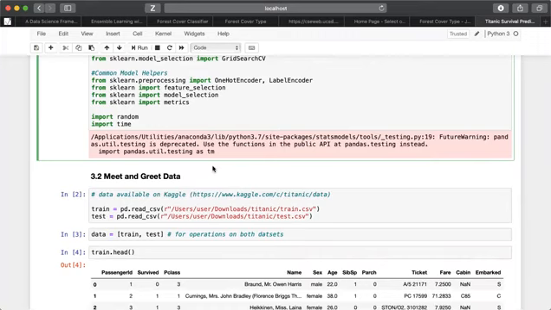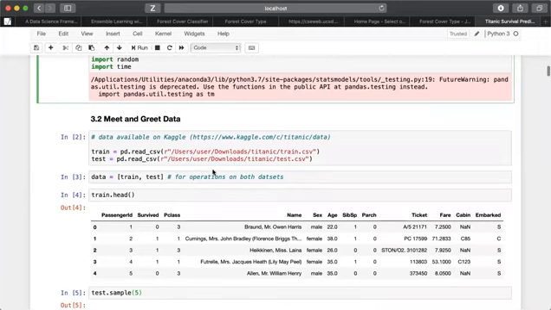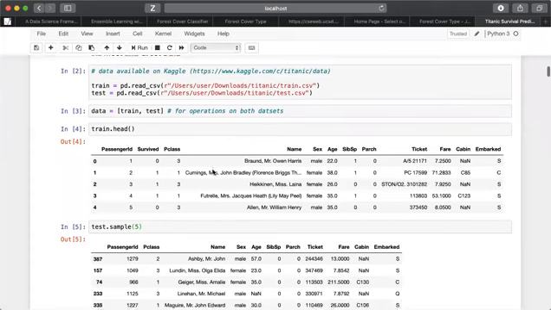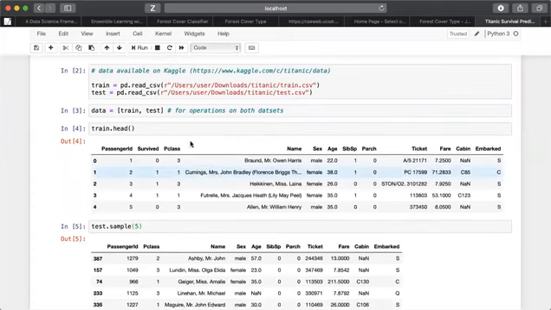Once I have collected the data, I have read it into formats: train, by reading the train CSV from Kaggle, and test. I have also made one data set combining both train and test. Basically, if I have to carry out operations on both data sets, I use this combined data.